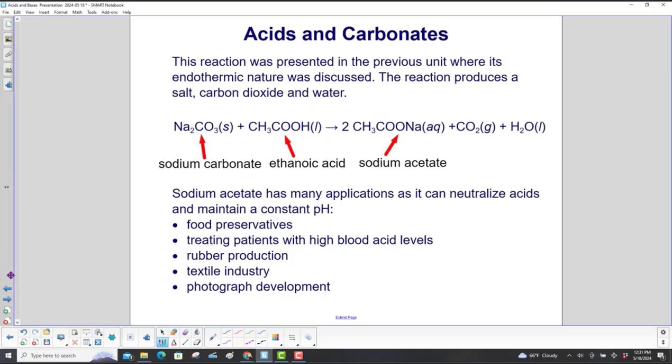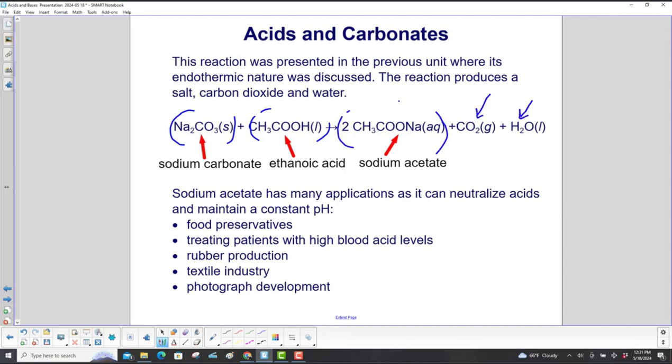Let's look at a carbonate reaction now. This reaction was presented in the previous unit, where its endothermic nature was discussed. The reaction produces a salt, carbon dioxide, and water. So here's our carbonate, sodium carbonate. Here's ethanoic acid. It forms sodium acetate plus carbon dioxide plus water.